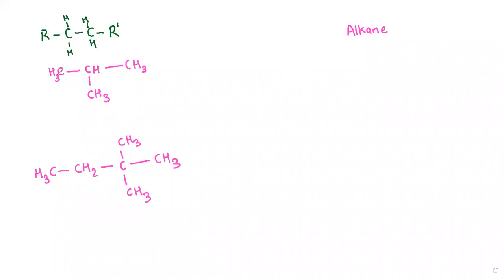Let's see the compound. This is the first example. Now just see how many carbons are there. This is C1, 2 and 3. You have to see the longest carbon chain. So there are a total of 3 carbon atoms in the longest carbon chain. So here the parent name will be going as prop.